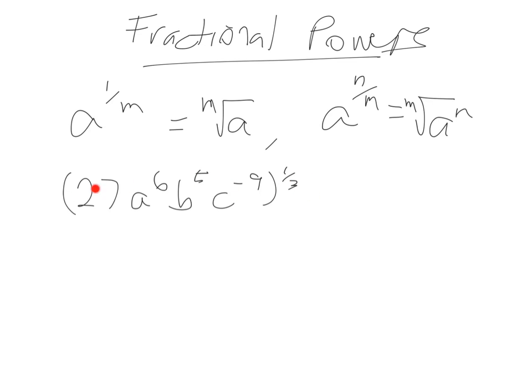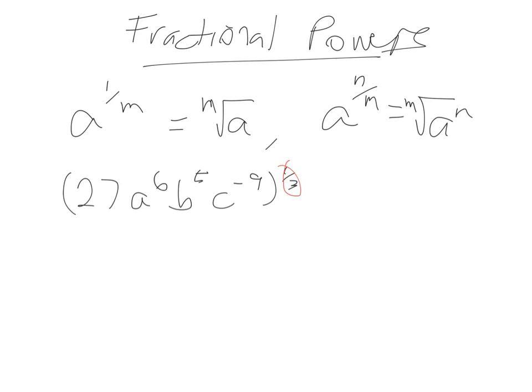So this is one we've got here. We've got 27, a to the power of 6, b to the power of 5, c to the power of negative 9, all to the power of a third. So with this, what we're doing is we are applying this third to all of these different values here. And in doing so, we've got to multiply.